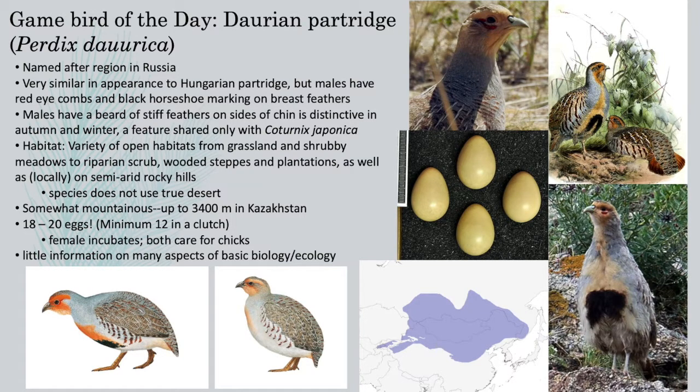Today's species is the Daurian partridge, and this partridge is named after the region in Russia where it's found. It's also found, as you can see on the map, in some other Asian countries, northern China. It's very similar in appearance to Hungarian partridge or chukar, which we've already talked about. But the males have red eye combs near their eye, and they also have sort of a black horseshoe marking on their lower breast feathers.